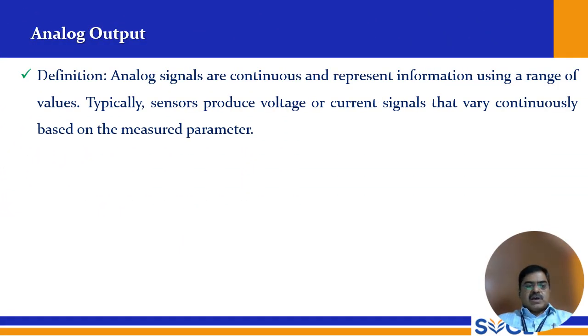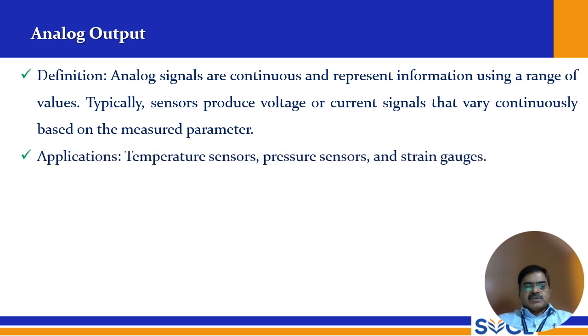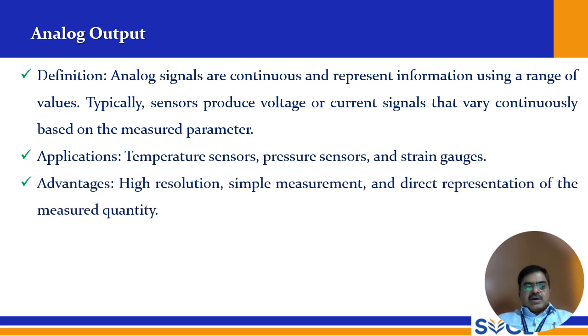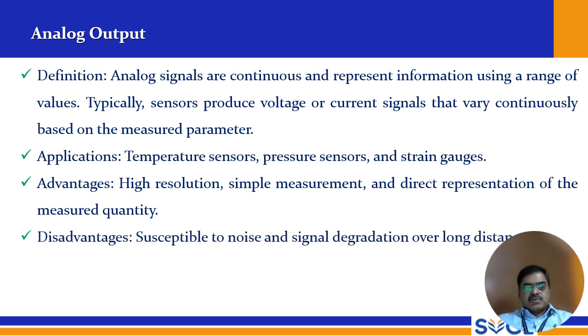The first one is analog. Analog signals are continuous and represent information using a range of values. Typically, sensors produce voltage or current signals that vary continuously based on the measured parameter. Applications are temperature sensors, pressure sensors, and strain gauges. High resolution, simple measurement, and direct representation of measured quantity are the advantages of analog output. Disadvantages: susceptible to noise and signal degradation over long distances. So, transmission is a problem here.